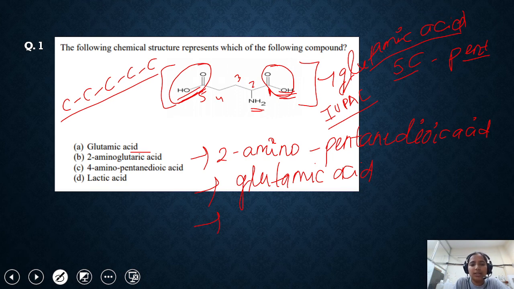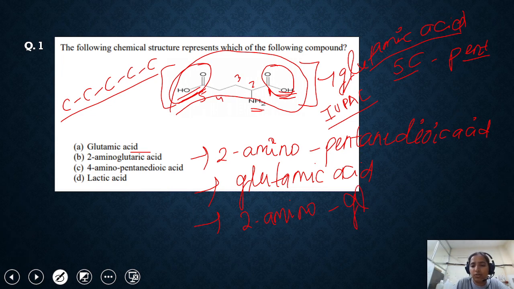And the third one, you can also write it as 2-amino, because at the second position an amino group is present, and this structure is named glutaric acid. So this is also a name for this compound.